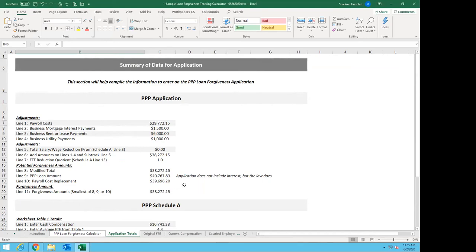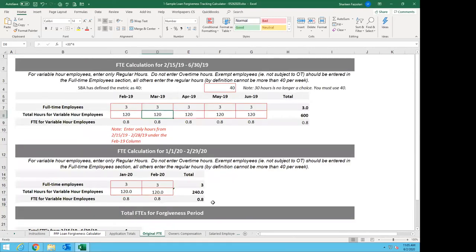So then the other piece that we talk about in relation to payroll is the full-time equivalent. There are two tabs in the calculator for the full-time equivalent calculation. The first one is the original FTE. There are two different periods that you can use to calculate your original FTE, and this is the baseline, where they start in calculating the full-time equivalent for the reduction.